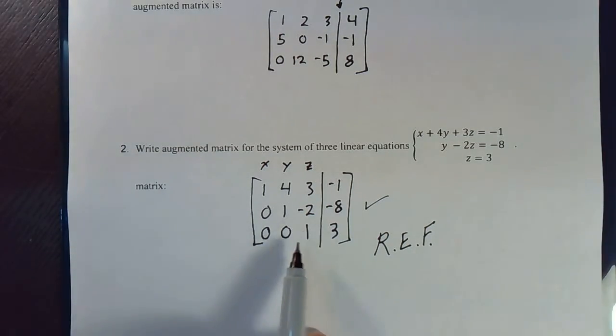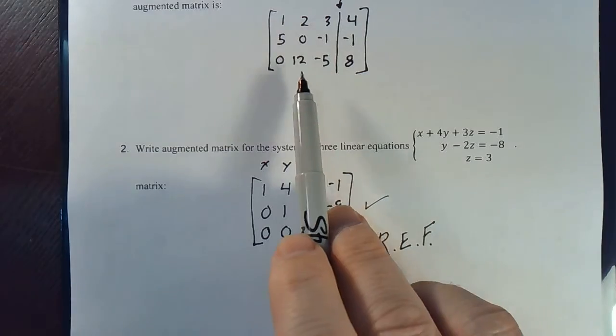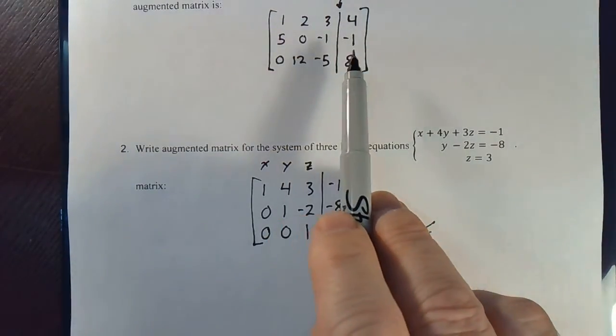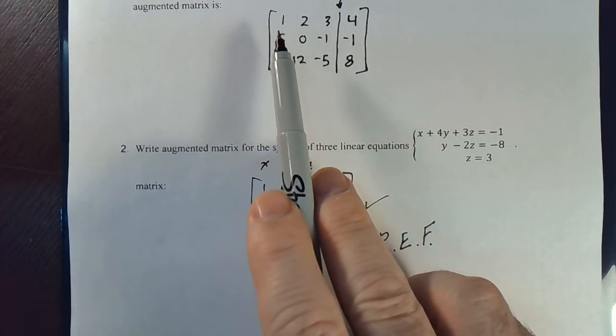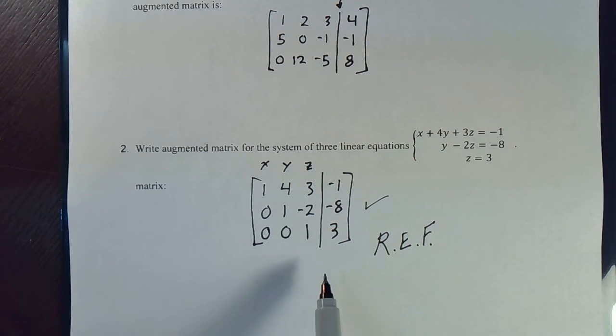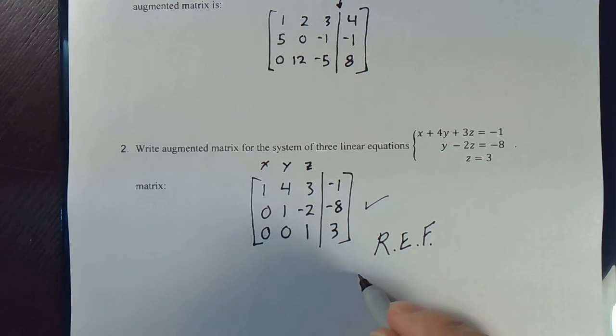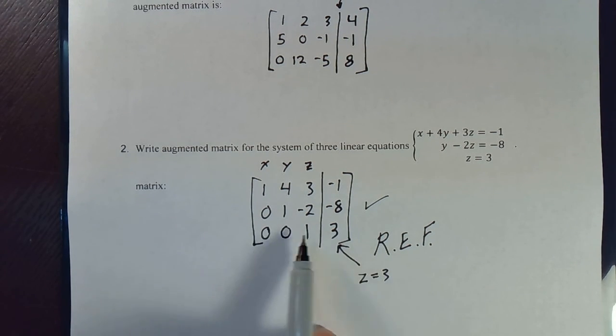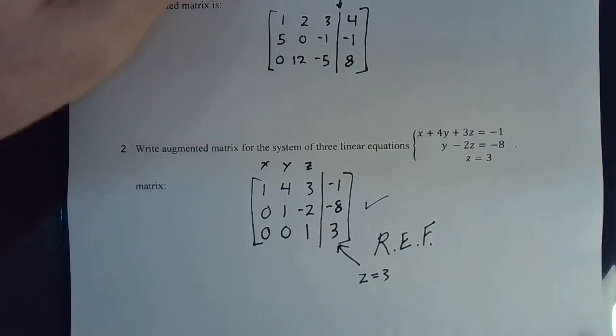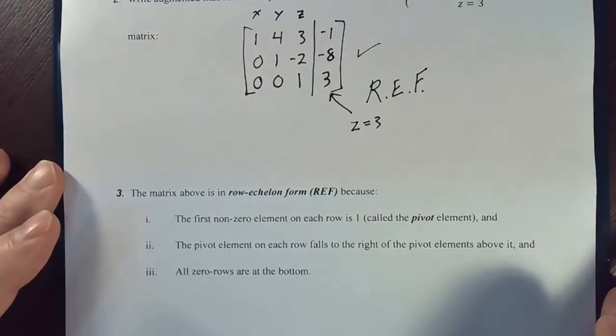So when you have one in this form, as compared to this one, I don't know what any of the x, y, and z are by looking at this matrix. But at least with this one, I know that z, right off the bat, is equal to 3 because of row number 3. Okay, we'll get to more of that in the next video.